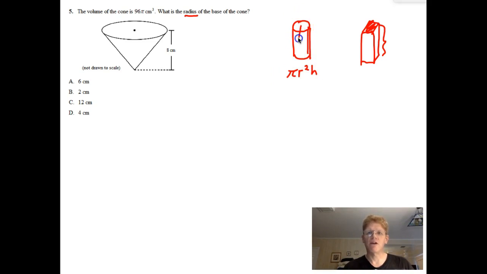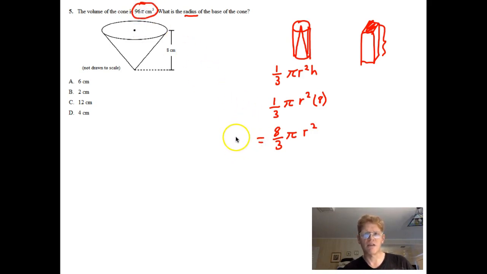But in this case, we've got a cone. When it comes to the cone, we actually take 1/3 of that value, because there's less. There's not the same amount as there would be in a cylinder. So we multiply that whole thing by 1/3. Let's see what values we can put together. We've got 1/3 times pi times the radius squared, which we don't know. We do know the height, so we can plug in 8 right there. Then we find that 8/3 is what you get when you multiply 8 times 1/3. So 8/3 pi times the radius squared is equal to the volume of this cone, which is 96 pi.